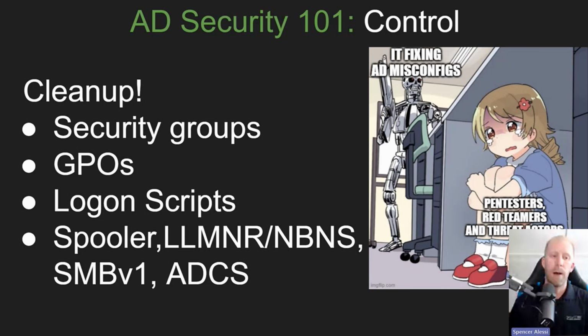by disabling Spooler on DCs and restricting older protocols like LLMNR and NBNS, SMB1 on DCs, certificates. These are things that we're going to do at this stage using the tools that I mentioned previously. So we're going to actually tackle those things here.